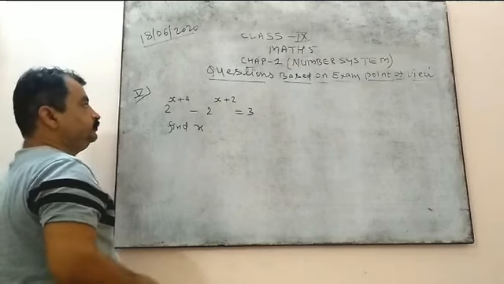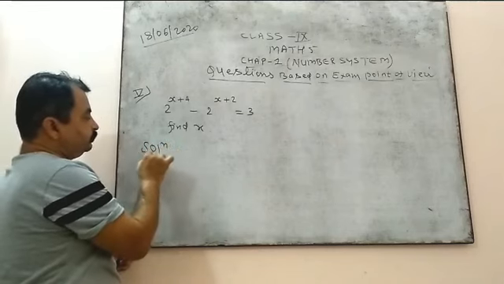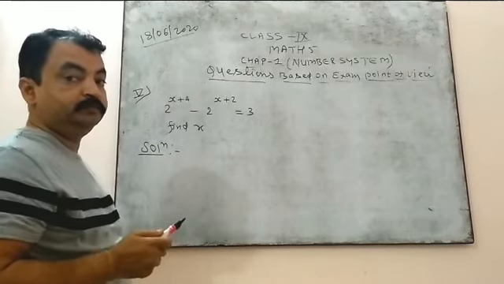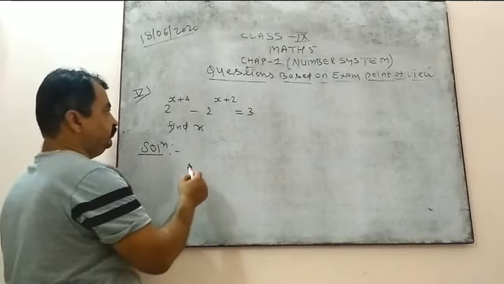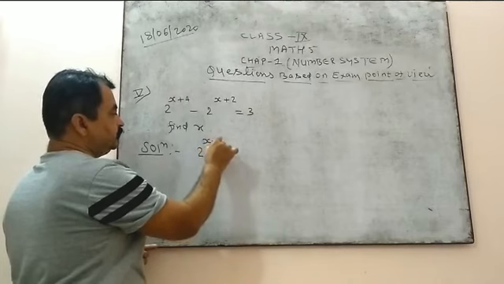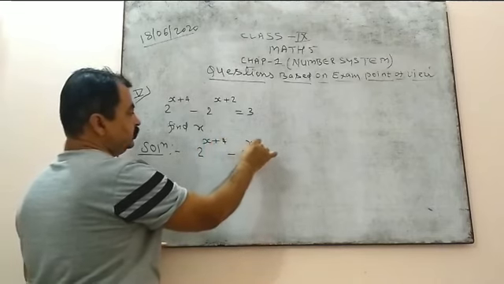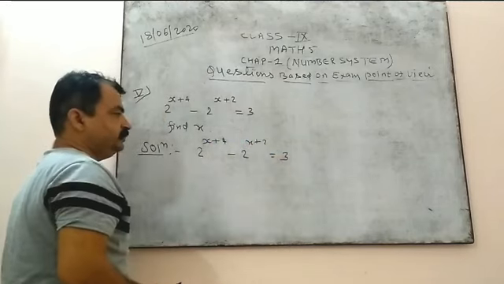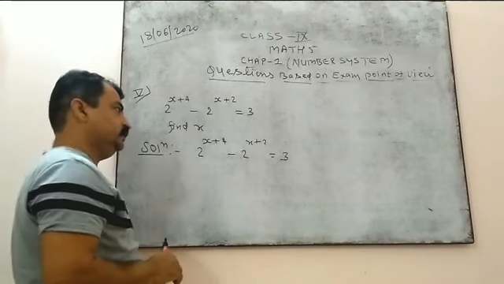So see, coming to the solution part, of course we have to use the rule of the index, that is the exponent, which you are familiar with. I am again writing the question: 2 to the power x plus 4 minus 2 raised to the power x plus 2 equal to 3. Very simply, in a very cool mind you just say.